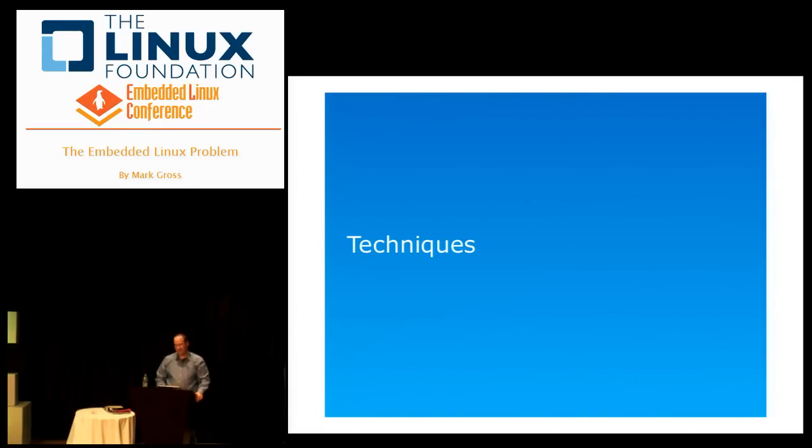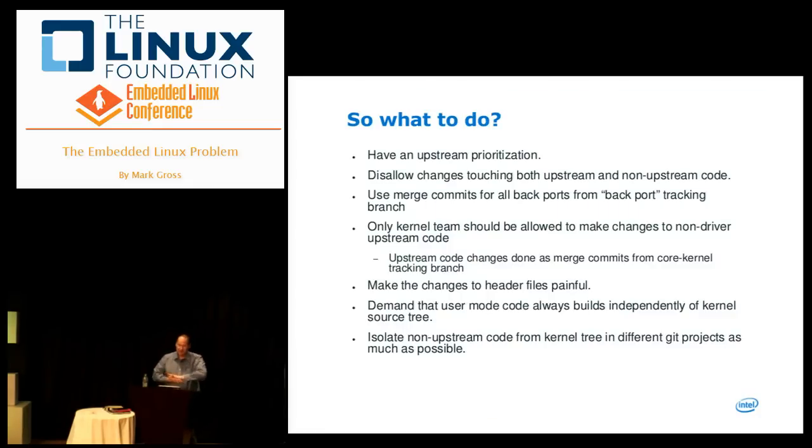So now I'm going to talk about some of the techniques. You want to have a prioritization of what you want upstreamed and what upstream work you do. I want to try to disallow changes going into the tree that touch both upstream code and non-upstream code in one commit, because those changes are hard to deal with with respect to merge conflicts.